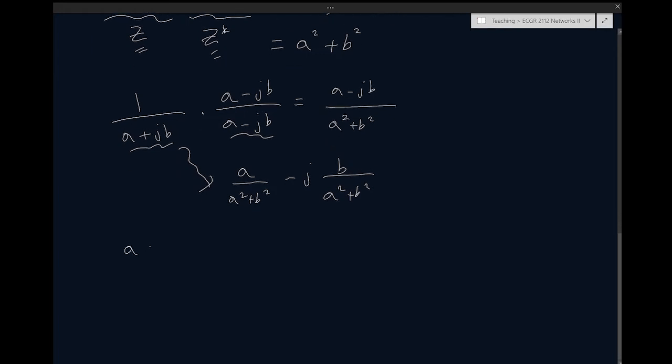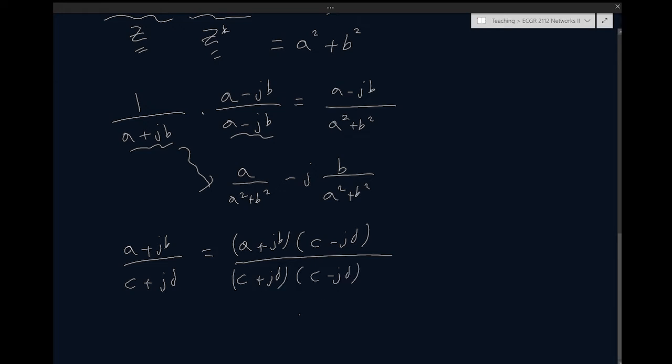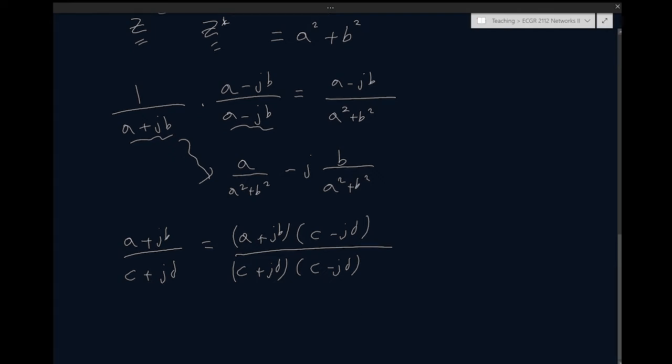So if I have a + jb divided by c + jd, I know the first thing I need to do is conjugate: multiply the denominator by its conjugate. So I end up with (a + jb)(c - jd) over (c + jd)(c - jd). I didn't change a thing. I just multiplied the numerator and denominator by 1, or (c - jd) over (c - jd).